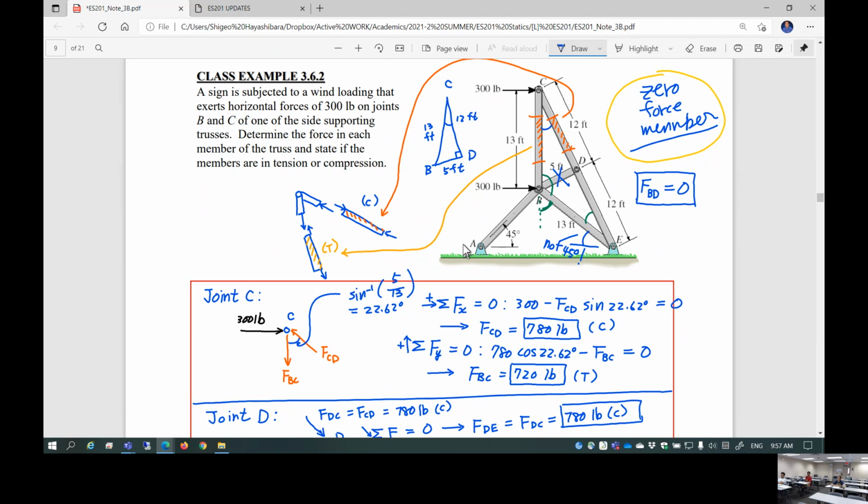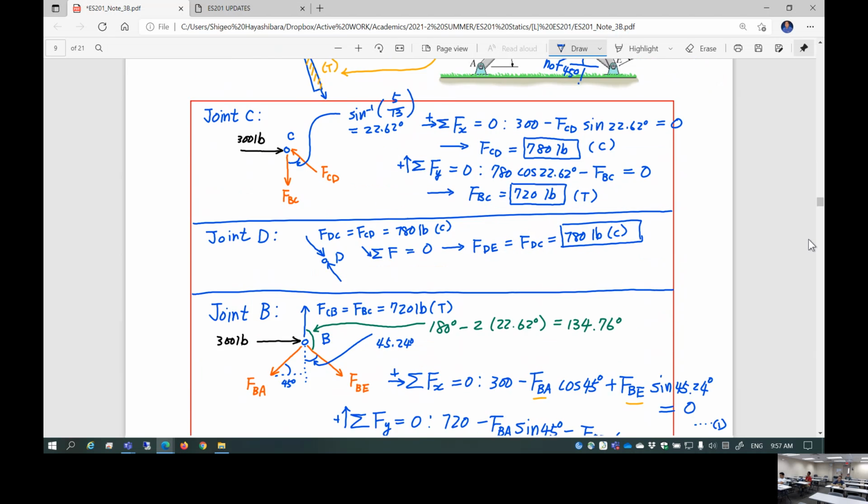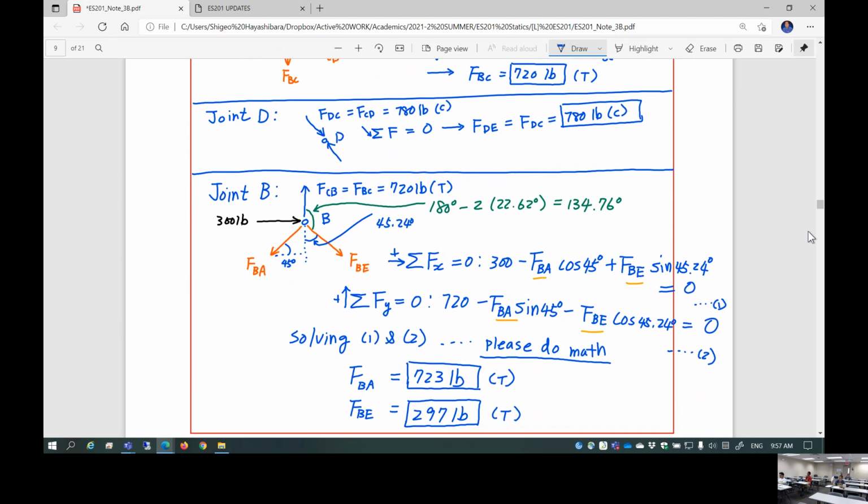I mean, it's going to easily take twice as much to solve this problem, right? Okay. So again, start thinking about what you're doing, especially for this method. Okay, method of joints. Any question? All right.